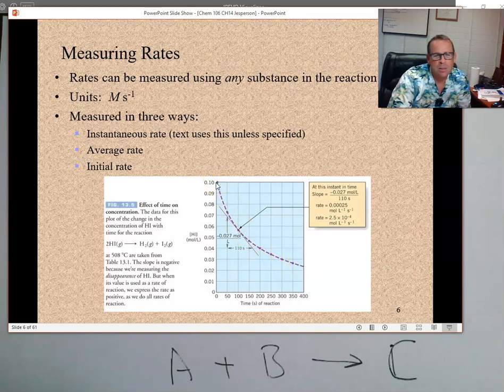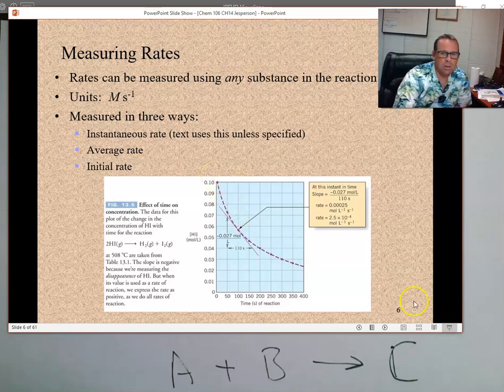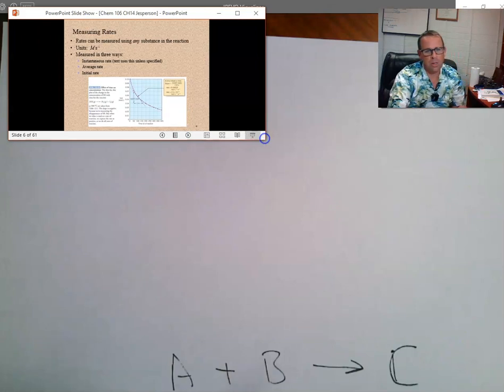And now look at this reactant. HI is the reactant there. You can see that the rate at which it disappears is defined by the slope of this line. The slope of this line.